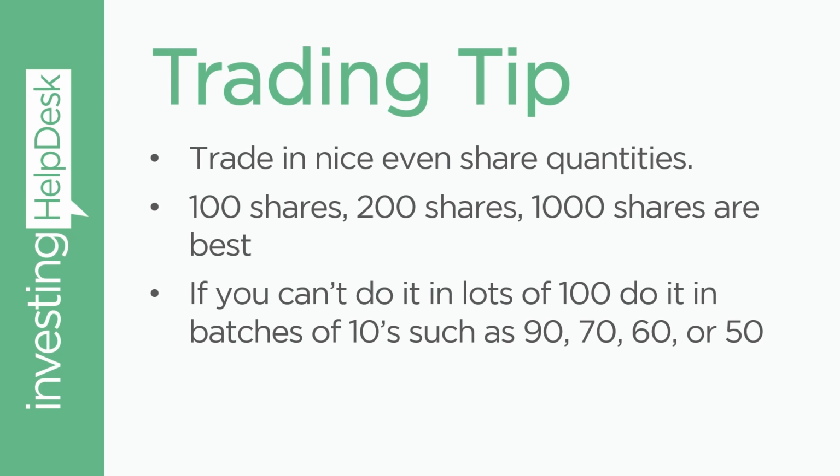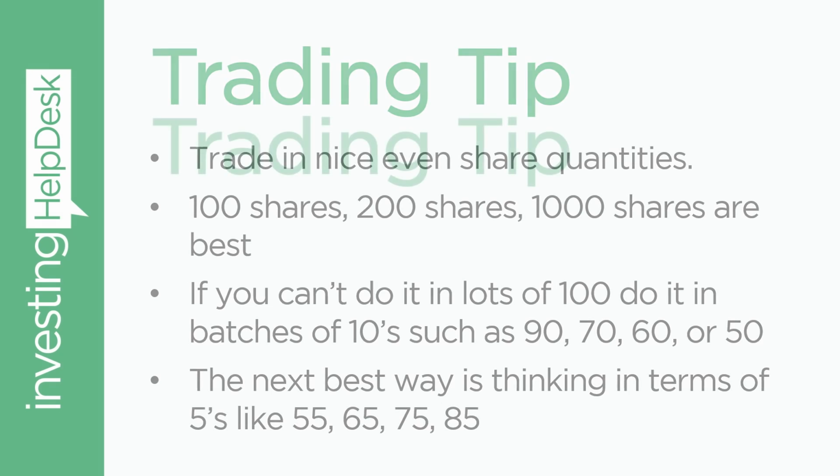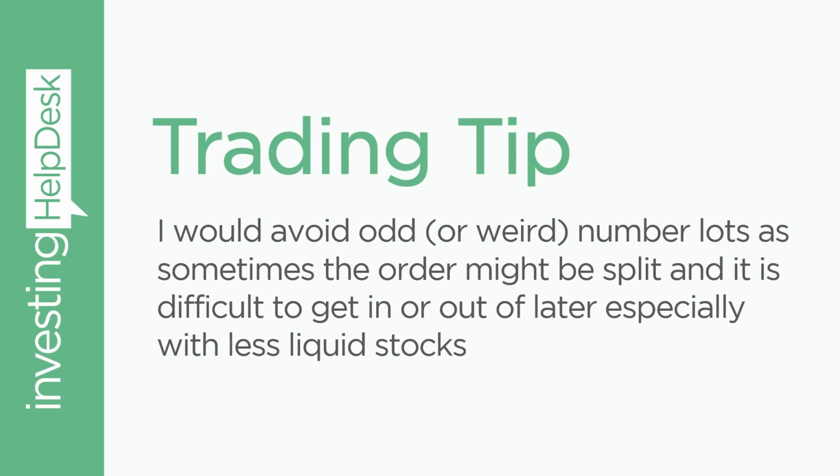Since other traders are trading in this way as well, this just makes numbers easier. Again, hundreds are best. If you can do it in tens, that's also a lot better than doing it in a weird number. But if you can't do it in tens, then the next best way is thinking in terms of fives, like 55, 65, 75, 85. So again, look for a nice even number in terms of share batches. I would really avoid odd or weird number lots, as sometimes the order might be split and it's difficult to get in and out of later, especially with less liquid stocks. So if you can, stick to a nice even rounded lot for your trading size.